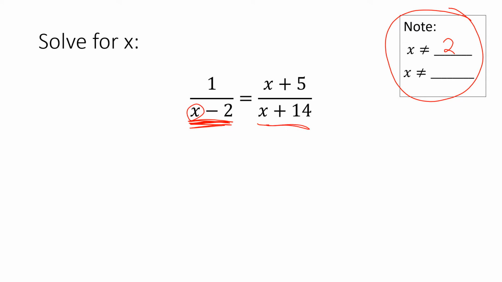Likewise, if I look at the denominator over here, x plus 14, I know that no matter what, x can never equal negative 14. Because if you plug in negative 14, negative 14 plus 14 is 0, and you cannot divide by 0.